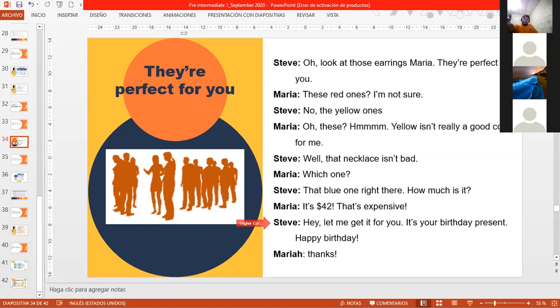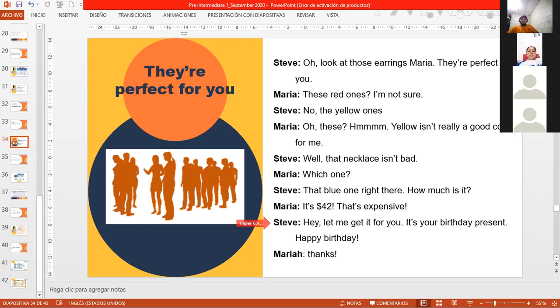Will you pay $42 for a necklace? Yes. Maybe. Or more. No problem. It's a piece of cake. Indeed.